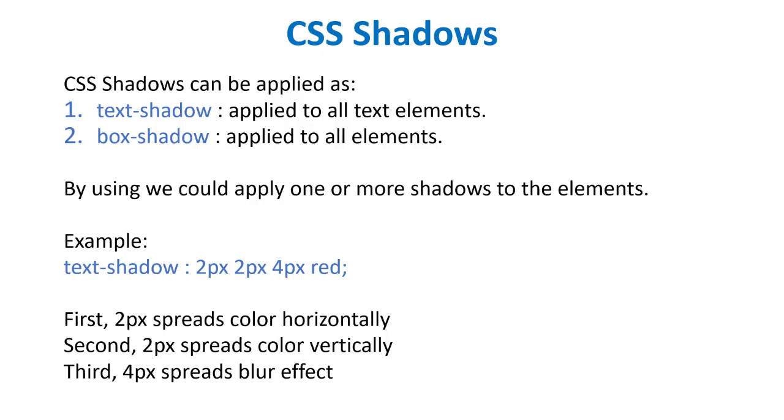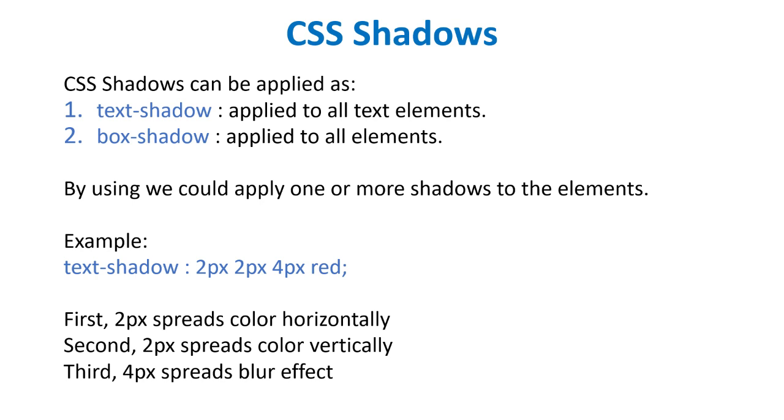CSS shadows can be applied as text-shadow, applied to all text elements, or box-shadow, applied to all elements except text elements. By using them, we could apply one or more shadows to the elements. Example: text-shadow: 2px 2px 4px red.